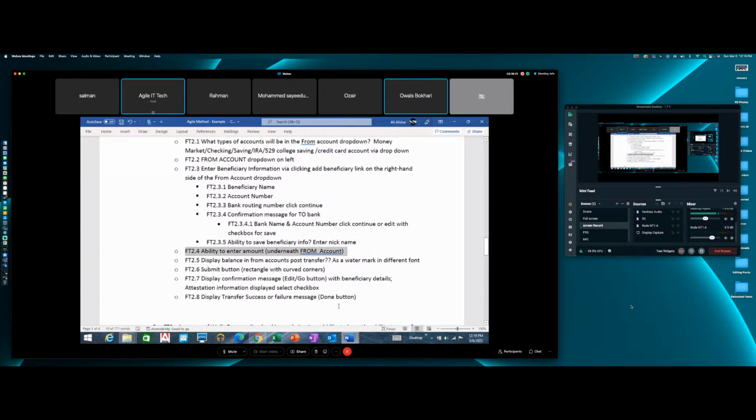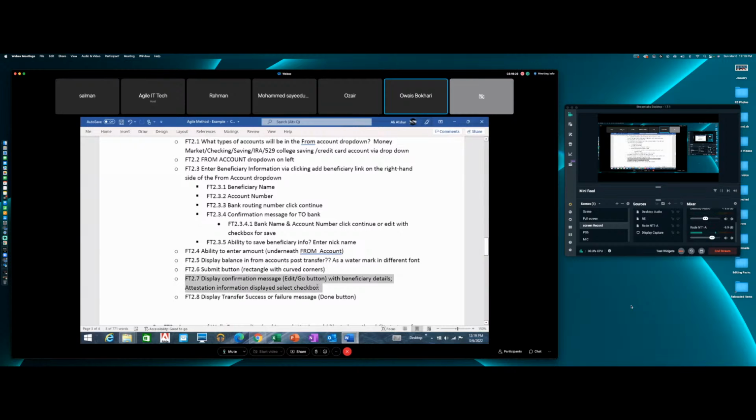FT 2.5. This is also one. This is the one we don't know where it will go. Okay, we'll park it for now. All right. FT 2.6. Still 1.